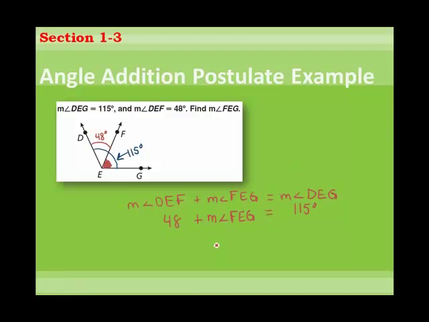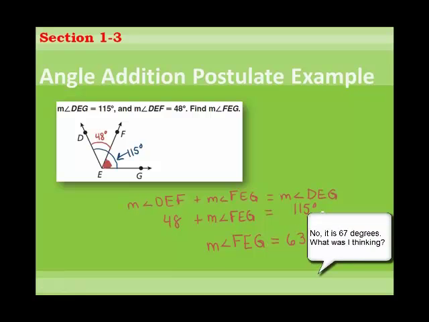So if you subtract 48 from both sides, we get the measure of angle FEG is, what would that be? 115 minus 48, that's 63 degrees, I believe. You might want to double check me on that, but I think it's correct.